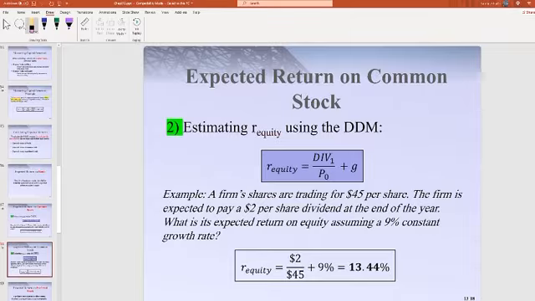The answer is 13.44%. So this is the second approach to calculate common stock return.